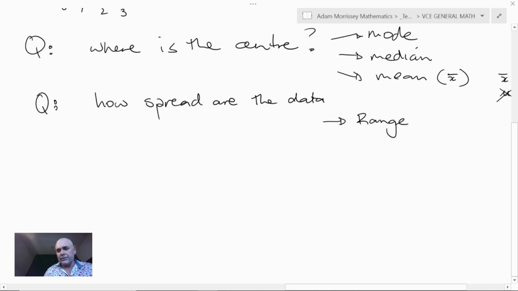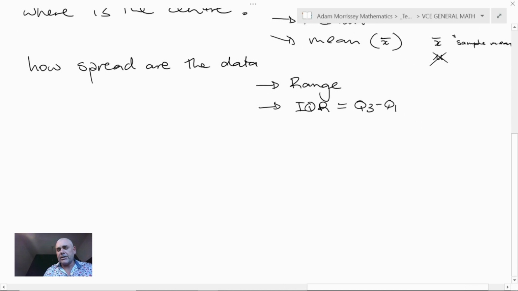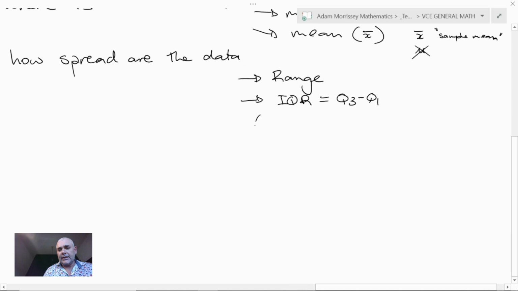So depending on how we represent the data, we might be looking at something like the range, which is a really crude way of doing it. We might look at the interquartile range. So that's Q3 subtract Q1. And what we're actually doing in that situation, I'll just draw myself a quick box plot here, we're measuring the size of the box.